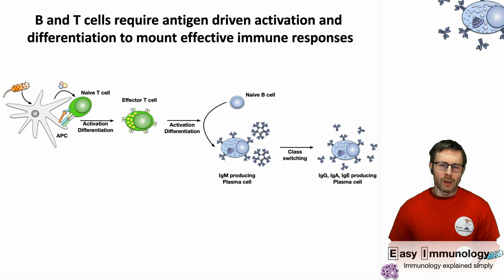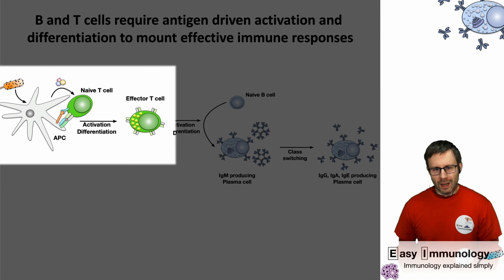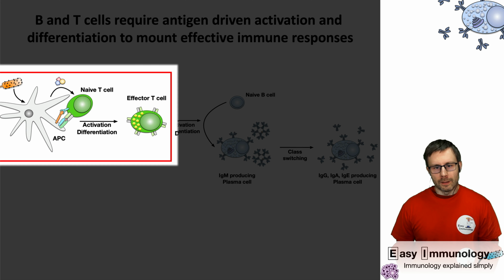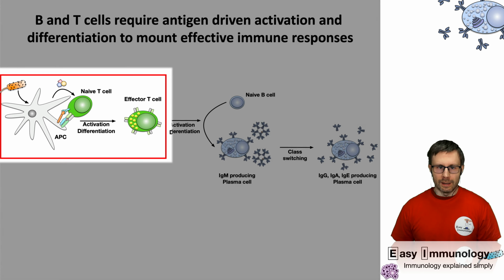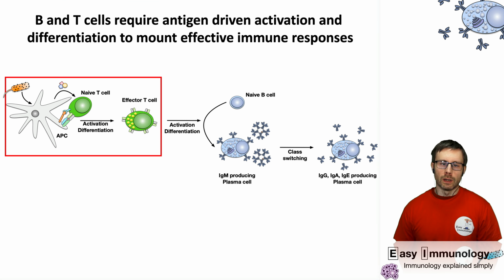And this is an overview of how an adaptive immune response is formed. It starts with a pathogen being recognized by an antigen-presenting cell. We looked at this in the last lecture already. This activated antigen-presenting cell activates a naive T cell that turns into an effector T cell. And this then activates B cells and they turn into antibody-producing plasma cells. We're going to start with the first step, the activation of the naive T cell.